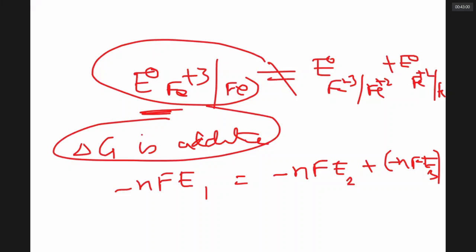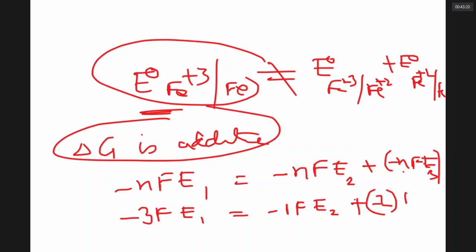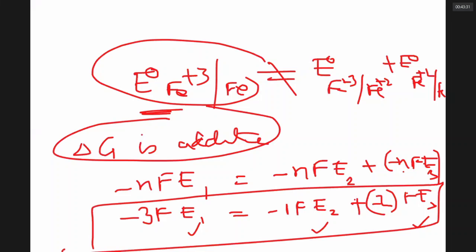In this case, N value is 3. F is 96,500. I know what is the E1. In this case, N value is 1. F is constant. E2 value they give. In this case, N value is 2. Ladies and gentlemen, therefore, using this, if I know E1 and E2, I can find out E3. Or in these 3, if I know any two, the third one I can find.